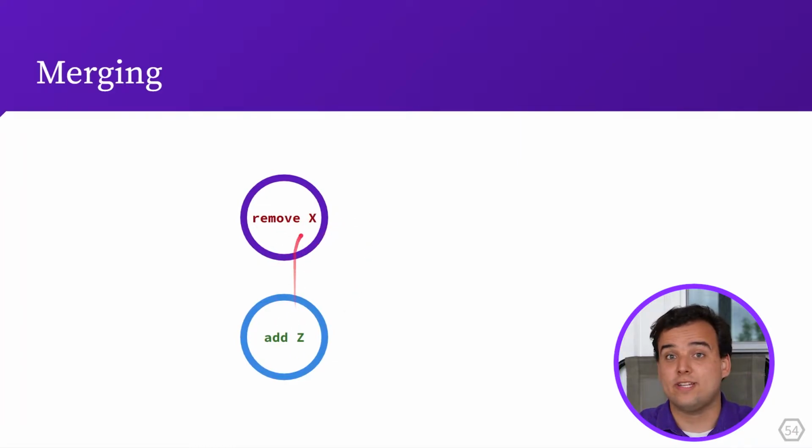Okay, now don't panic, but here comes the scary part. What happens when we have two commits on separate branches and we want to incorporate both of those changes into a single commit?